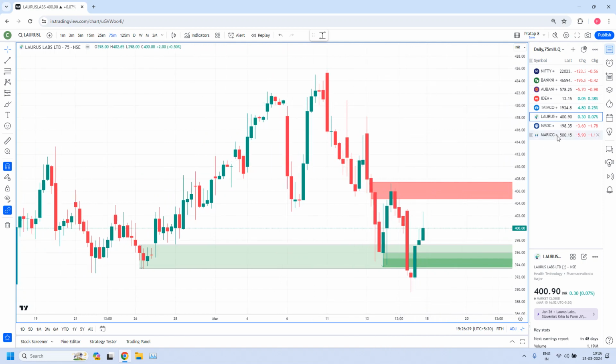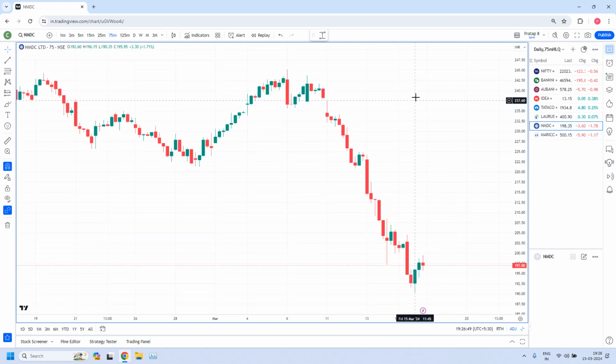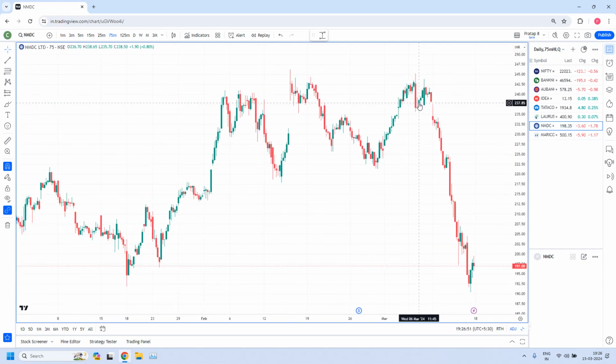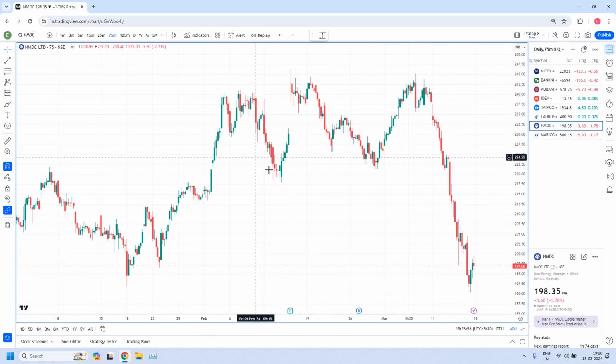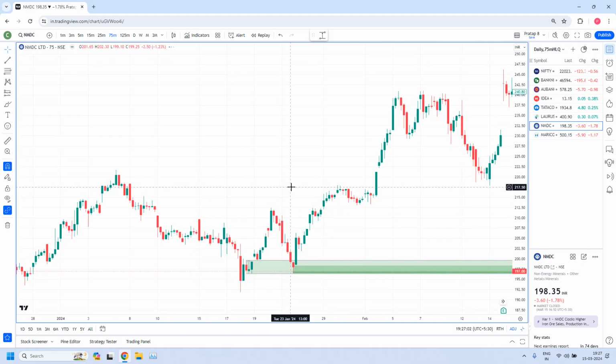And the same case for NMDC also. Look into the NMDC. This is a 75-minute zone, a demand zone. TradingView is taking more time to display the data. Okay, now we got it.